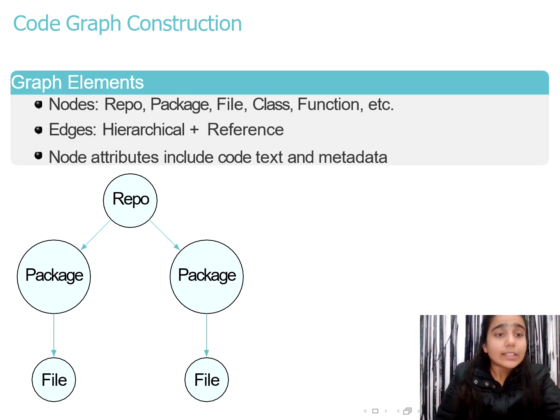Now let's see what a code graph is. A code graph has the following graph elements: nodes and edges. Nodes are basically the repository, package, file, class, functions, etc. Edges can be hierarchical or reference. Hierarchical edges basically mean a parent-to-child relationship, and reference edges mean any calls or imports that we do in the repository. The attributes are basically code, text and metadata. You can see this simple graph that I have made here. We have a repository, connected to packages and then files. So basically this is a code graph.